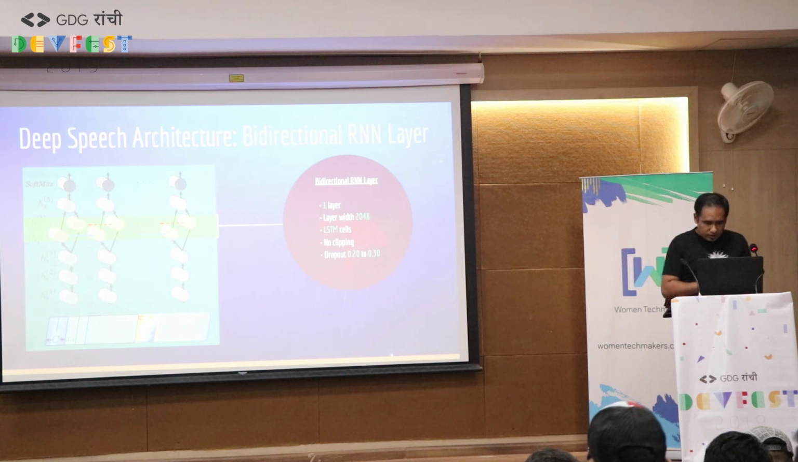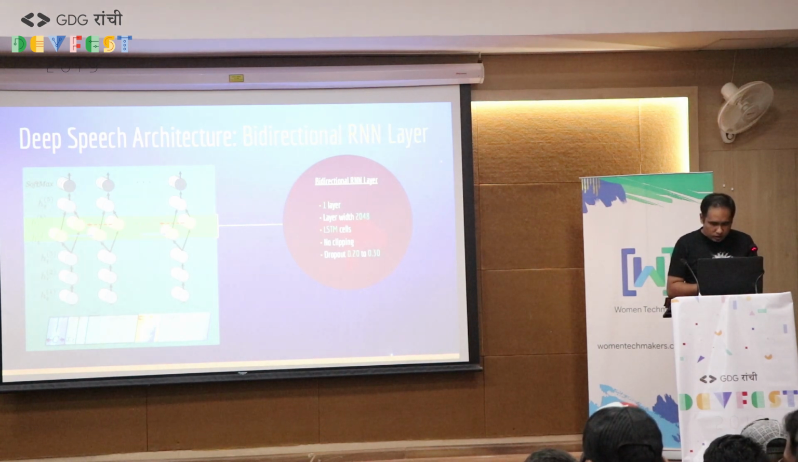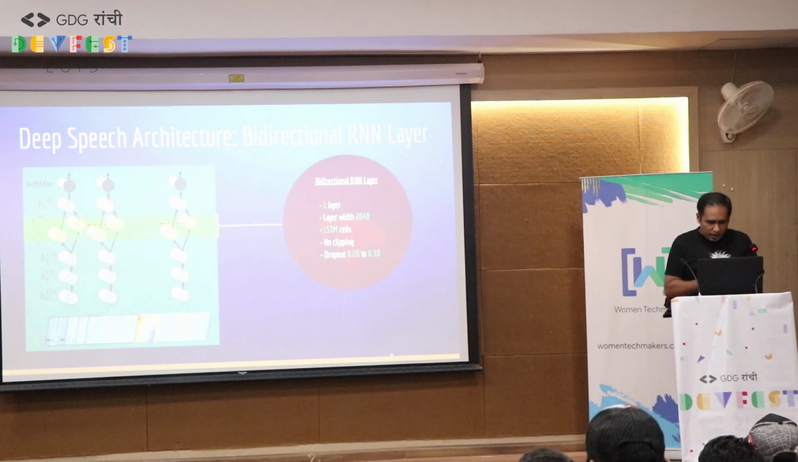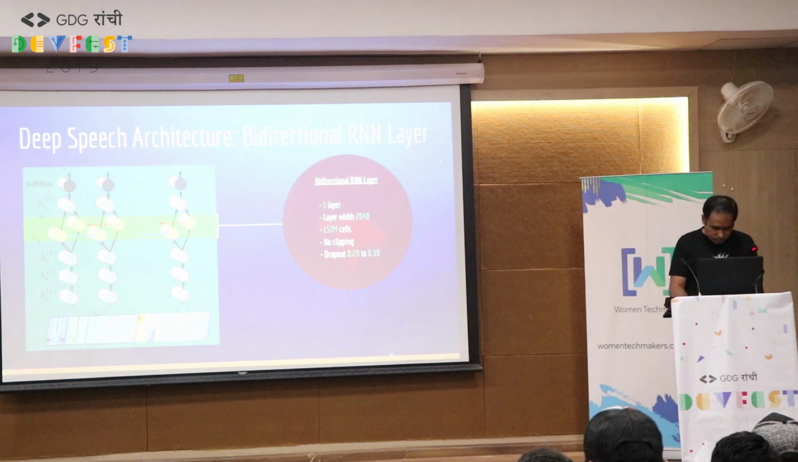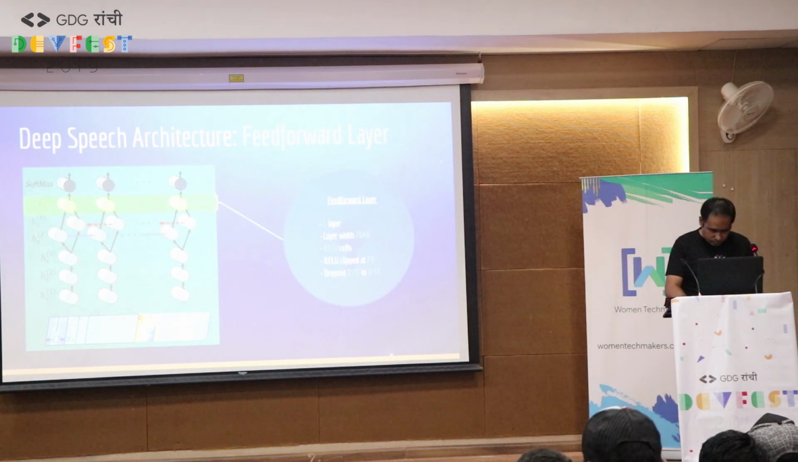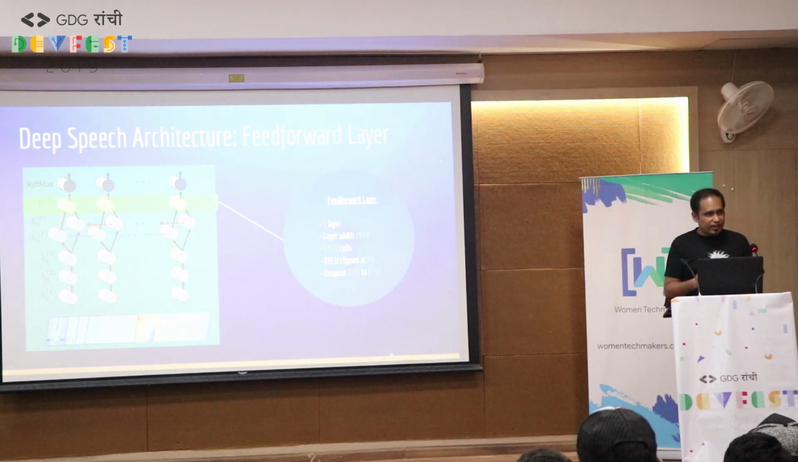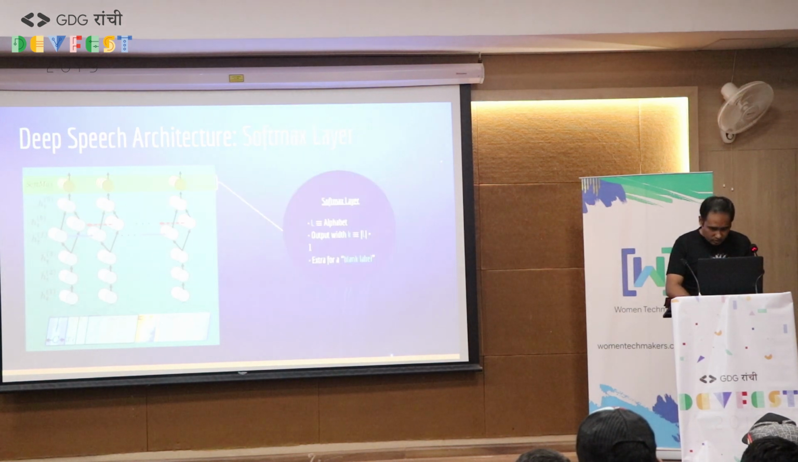So for the bidirectional layer, instead of multiple layers, we take a single layer, because it's computationally very intensive to train these, and it takes a huge amount of computation power. So we take a single layer and work with that. The feed-forward layer is essentially exactly the same as what we talked about, and it does the same things.